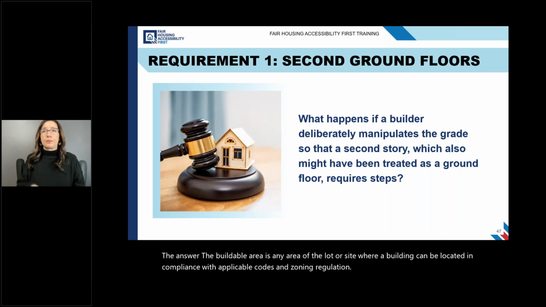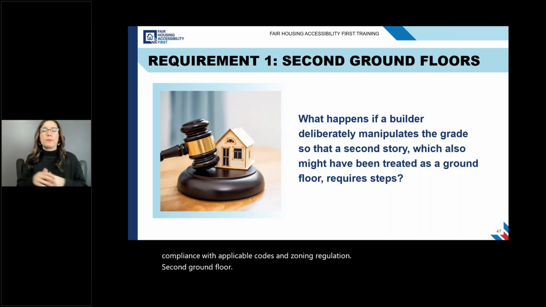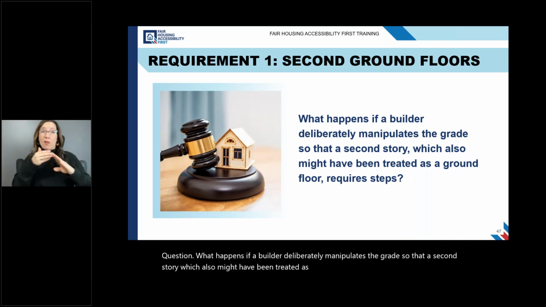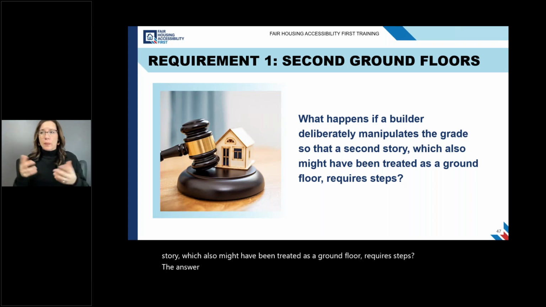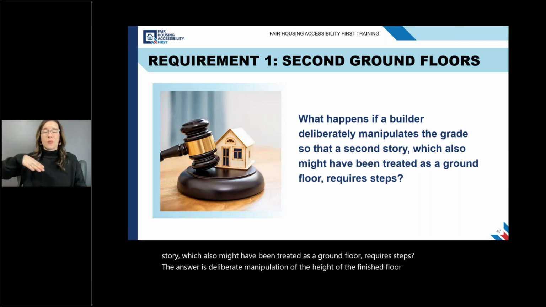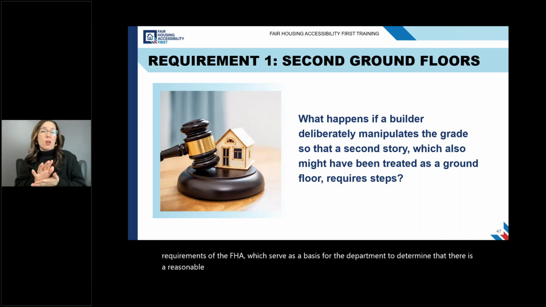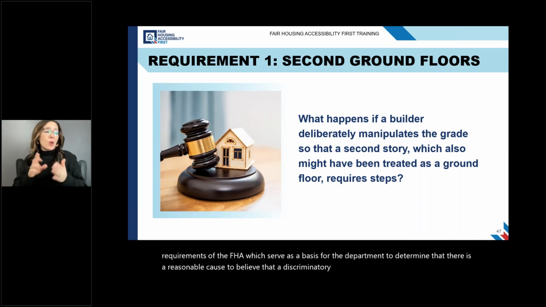Second, ground floors. The question: what happens if a builder deliberately manipulates the grade so that a second story, which also might have been treated as a ground floor, requires steps? The answer is deliberate manipulation of the height of the finished floor level to avoid the requirements of the FHA would serve as a basis for the department to determine that there is a reasonable cause to believe that a discriminatory housing practice has occurred.